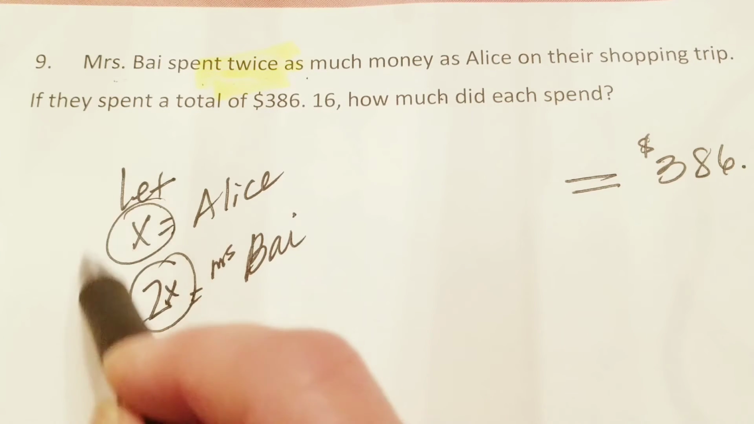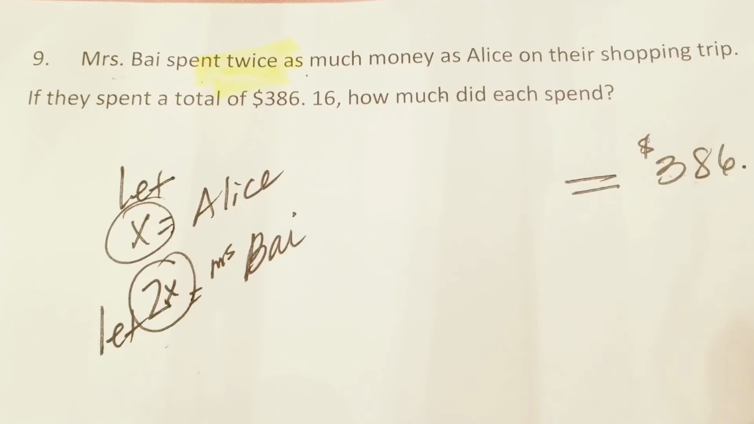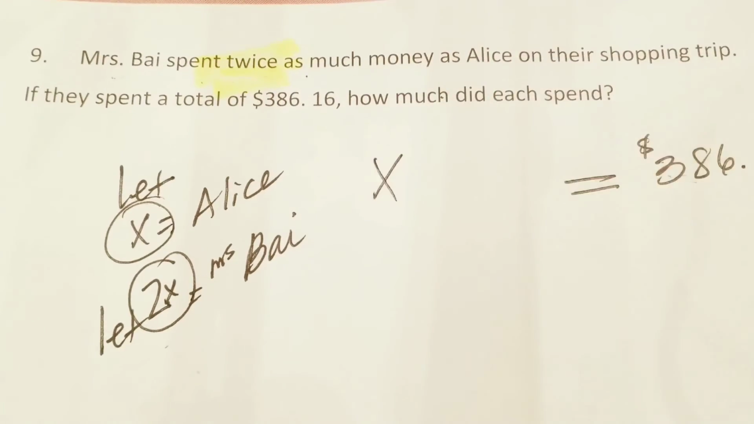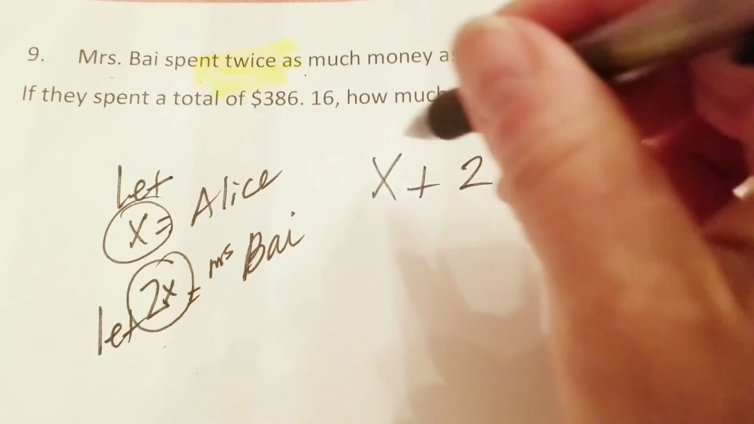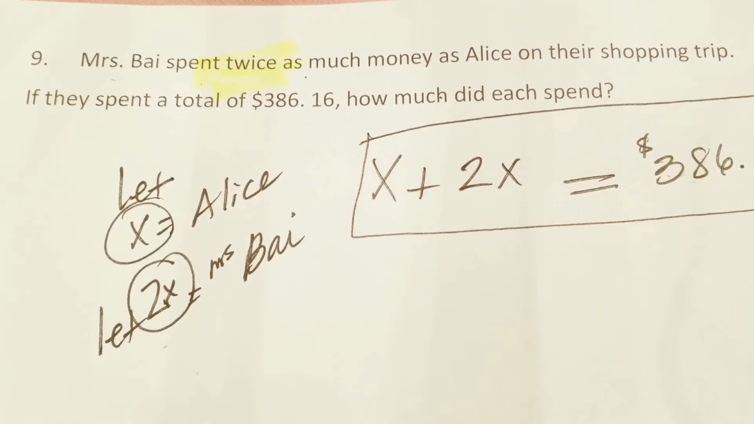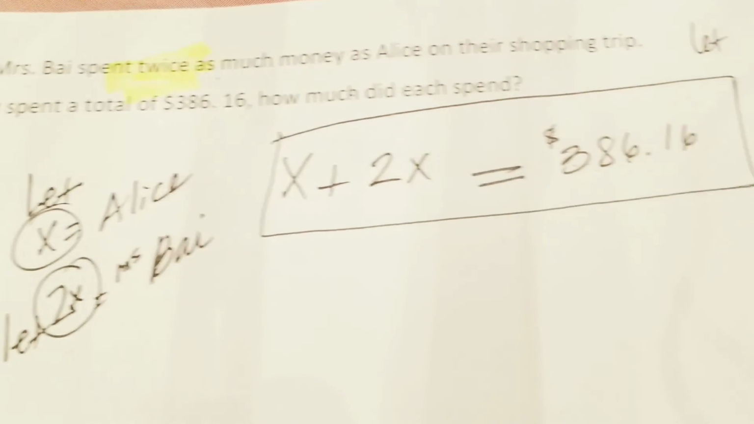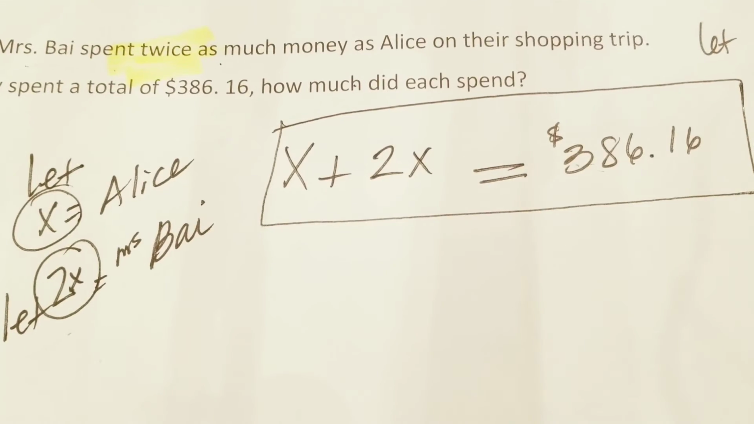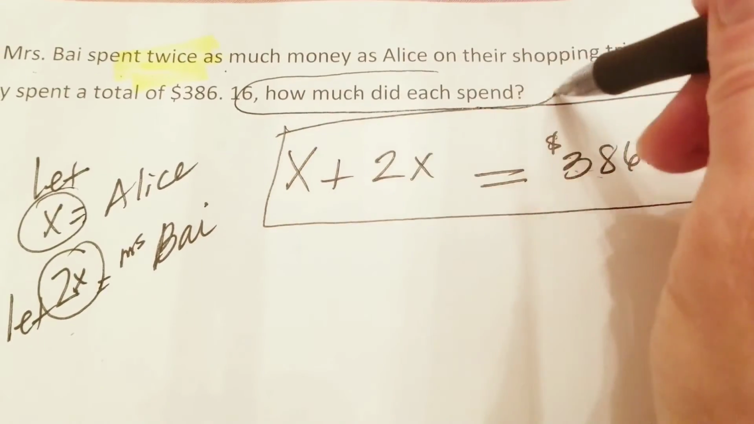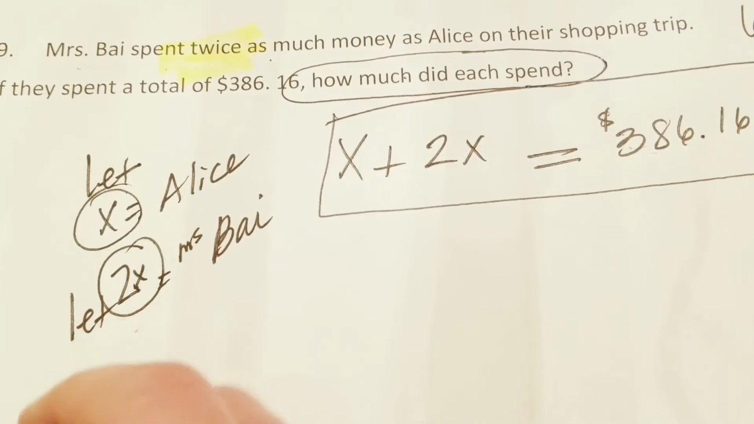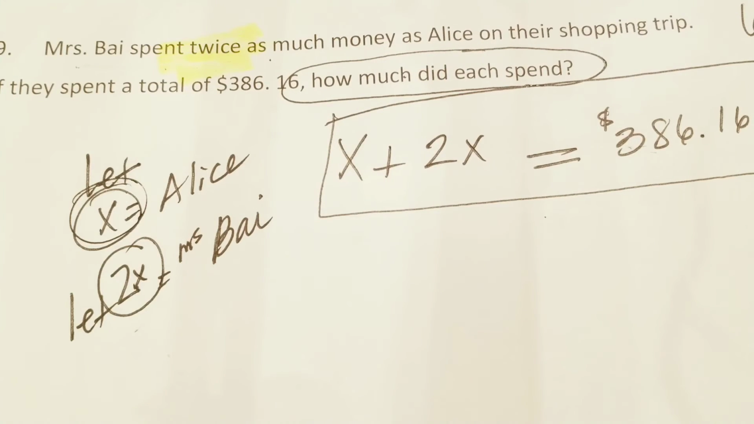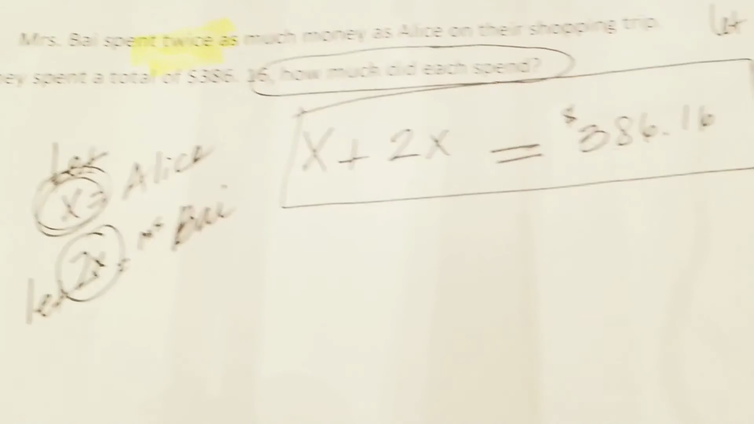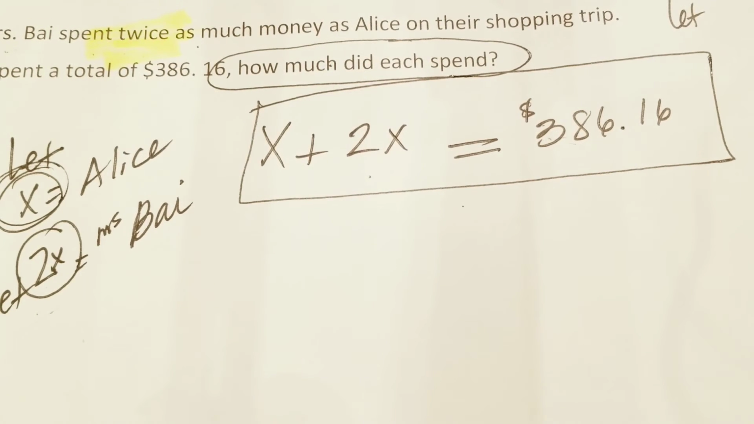So you're going to add those two together to get your total. So we got Alice spending X. We got Mrs. Bai spending 2X. And then, so I did give you guys the equation. Let's see who can get the answer. And the answer is, how much did each spend? Now, when you solve and you get the answer for X, that answer will be what Alice spent. And then what you get for X, you double it and get what Mrs. Bai spent. Make sense? Okay, so go ahead and give that a try.